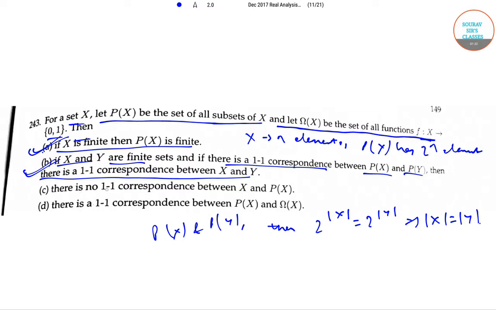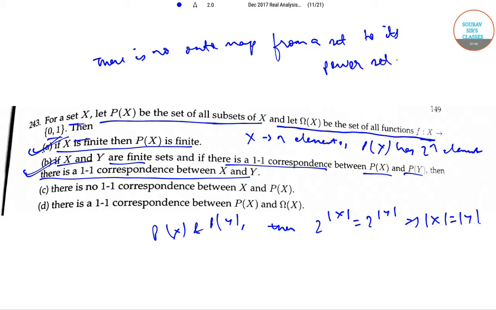Now option C, there is no 1-to-1 correspondence between X and PX. It is a standard result that there is no onto map from a set to its power set. So again C is correct.